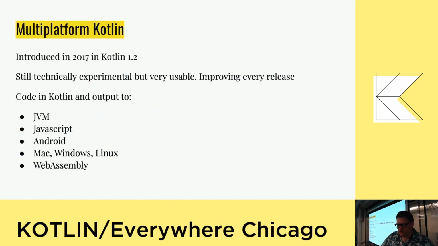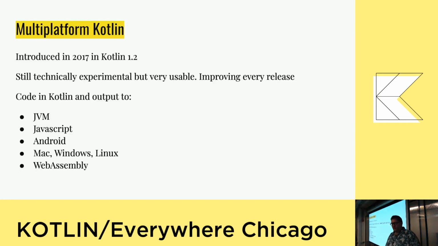So JetBrains introduced multi-platform support into the Kotlin ecosystem in 2017 as part of the 1.2 release. It was new and very raw, but it was an excellent start. In the 1.3 release of Kotlin, multi-platform took another big step forward. It still remains experimental, but it's very usable, and there are a ton of projects out there that are now using it in the wild.